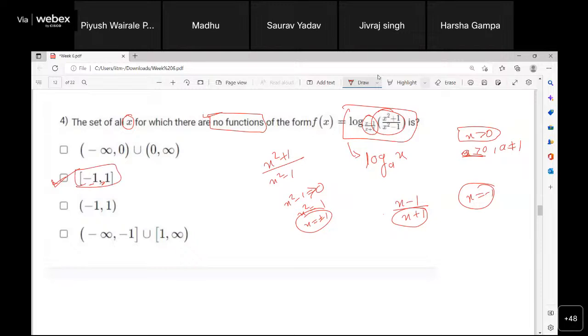Yes, anyone, any doubt? Just apply this basic thing that we have discussed.